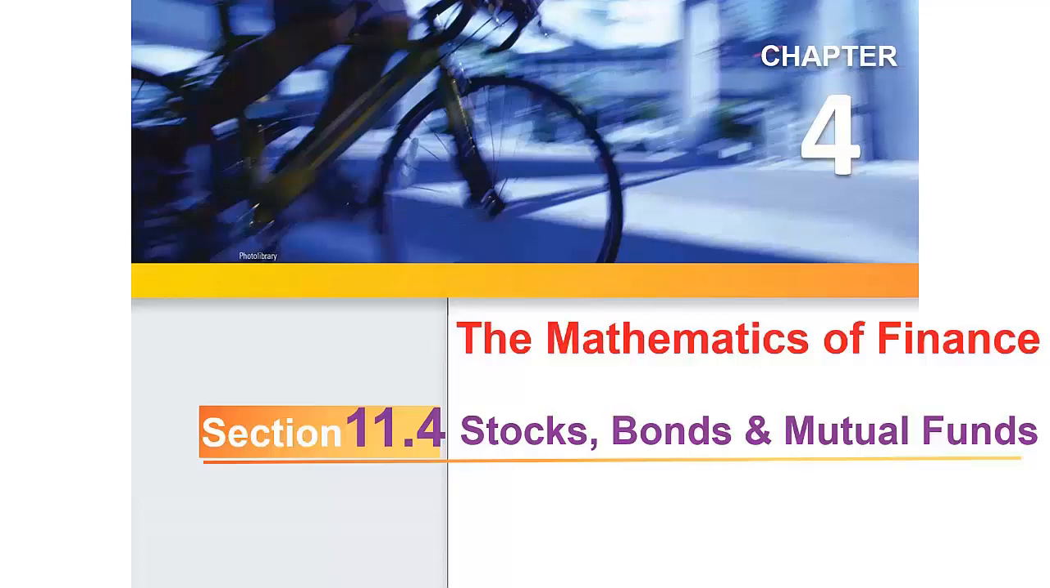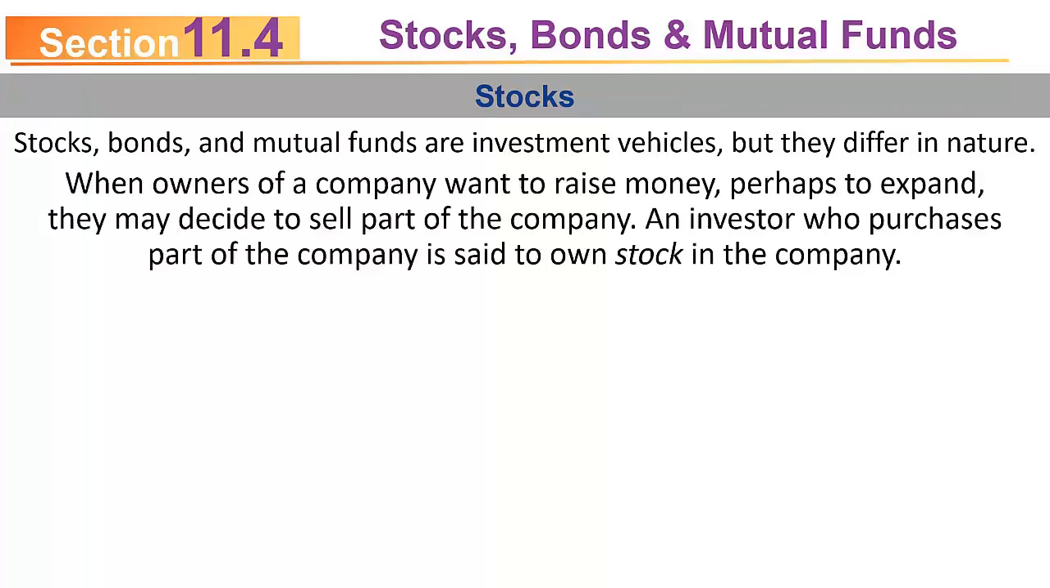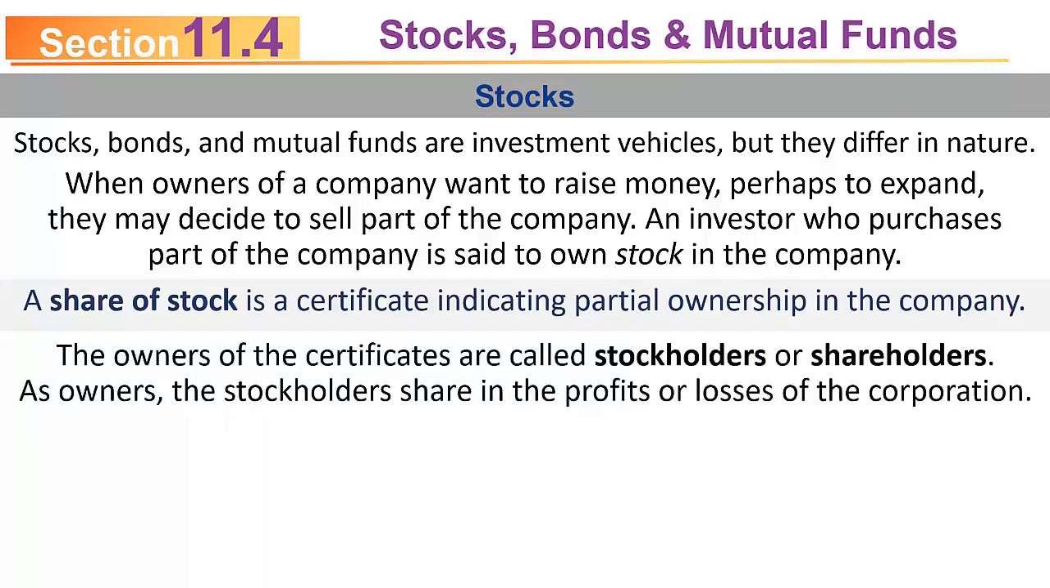Section 11.4 on stocks, bonds, and mutual funds. Stocks, bonds, and mutual funds are all investment vehicles, but they do differ in nature, and we want to talk a little bit about how they do, in fact, differ. When owners of a company want to raise money, perhaps to expand, they may decide to sell part of the company. An investor who purchases part of the company is said to own stock in the company. A share of stock is a certificate indicating partial ownership in the company. The owners of the certificates are called the stockholders or shareholders sometimes.